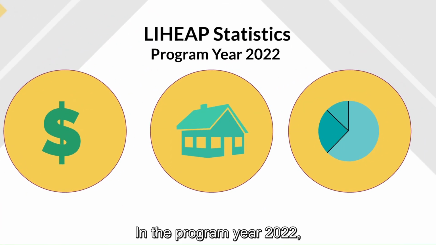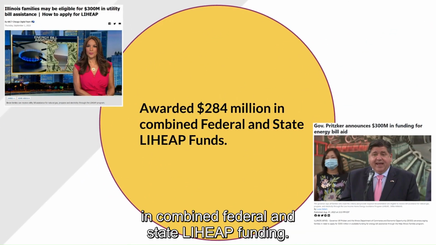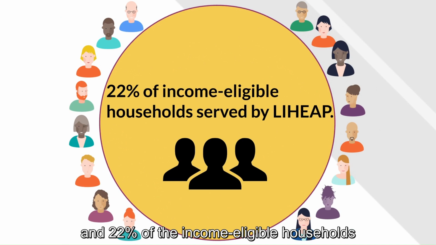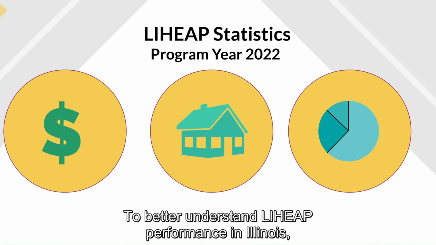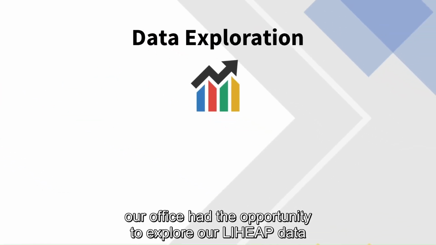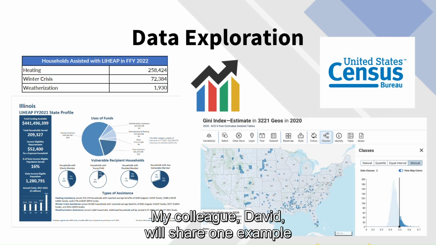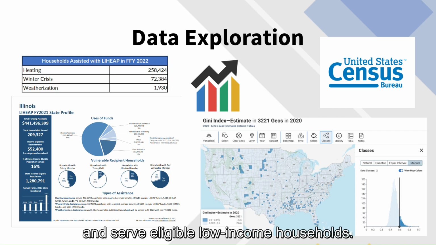In program year 2022, Illinois received approximately $284 million in combined federal and state LIHEAP funding. Approximately 265,000 households were served by LIHEAP, and 22% of the income-eligible households were served by the program. To better understand LIHEAP performance in Illinois, our office had the opportunity to explore our LIHEAP data with other publicly available data. My colleague David will share one example that has helped our program to better target and serve eligible low-income households.